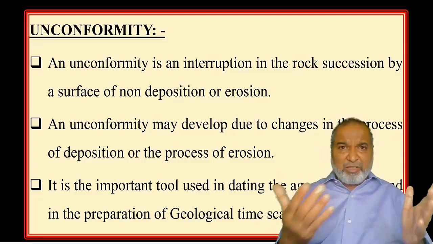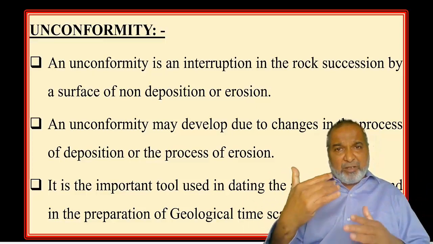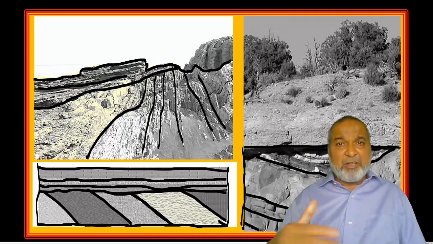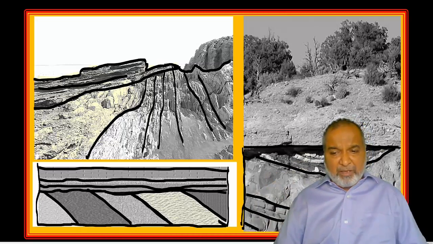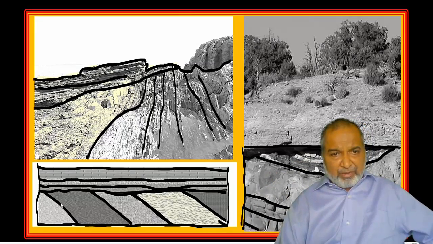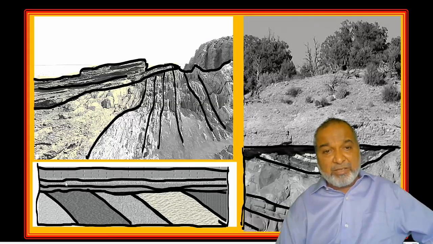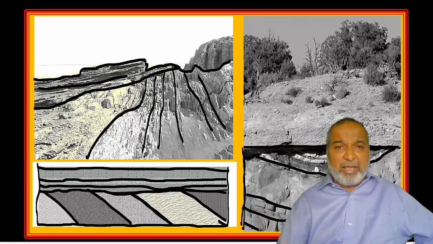Then the second one: on the basis of the relation of the rocks on the lower side and the upper side, we have different types of unconformities. You can see here, on the lower side we have inclined beds, sedimentary rock, and above this we again find sedimentary rock, but horizontal beds. So this is the angular unconformity. Here on the lower side we have a fold structure, but above it a horizontal one. So this is the angular unconformity.